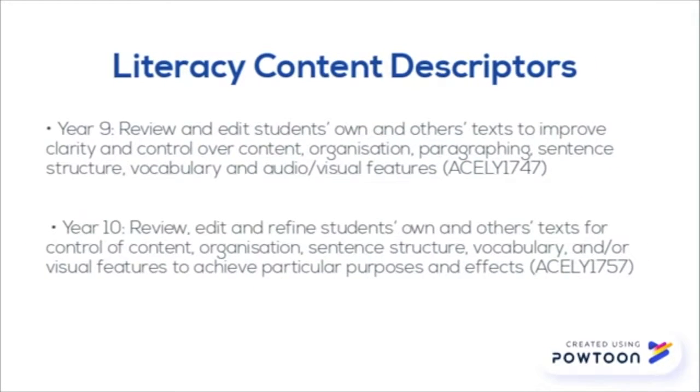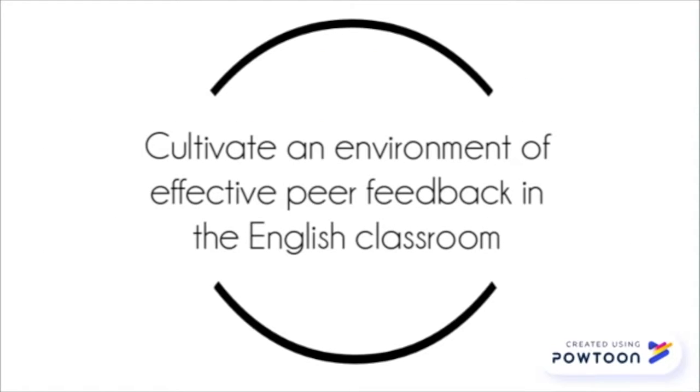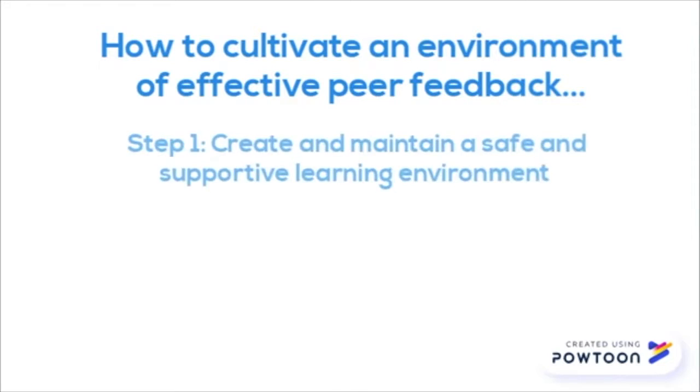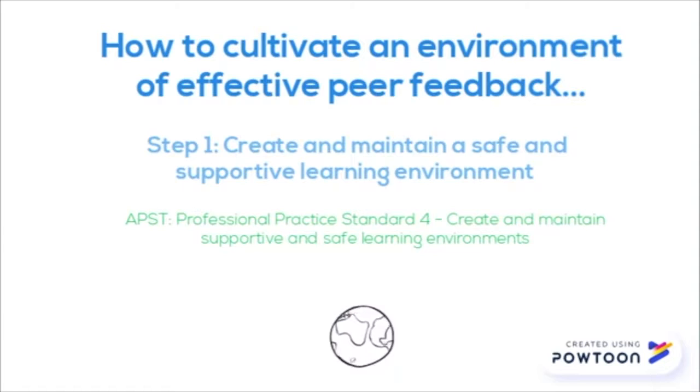Students' ability to review and edit each other's work is also clearly stated in the literacy content descriptor for Year 9 and 10. Thus, it is imperative that we cultivate this environment of effective peer feedback within our English classrooms from as early as Year 7 so that our students are adequately prepared to effectively engage in these peer feedback processes. The first step to cultivating a classroom of effective peer feedback is establishing a safe and supportive learning environment, as per Standard 4 of the APST.